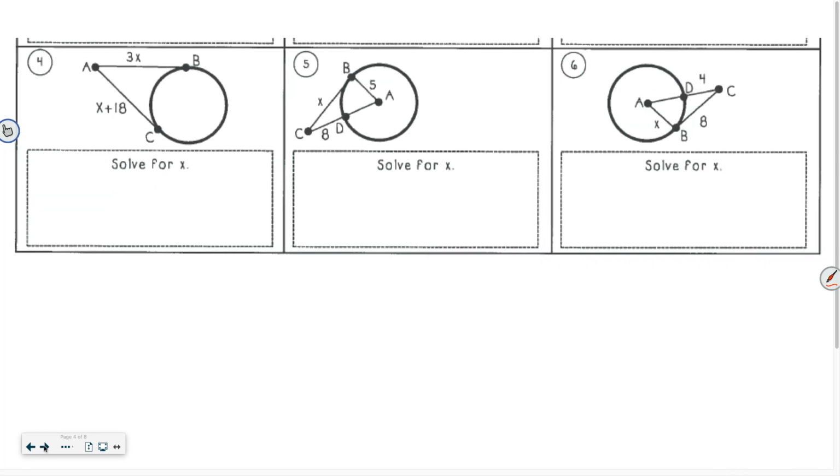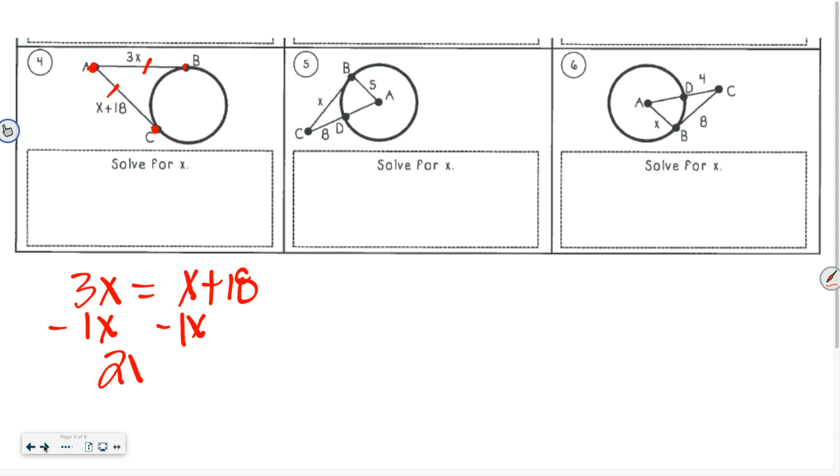Okay, now we have 3 more problems to solve. This one is like the other one where we have an exterior point and its 2 points are tangent, both tangent to the circle, so we're going to solve for x. So 3x equals x plus 18. Subtract 1x, 2x equals 18, x equals 9.